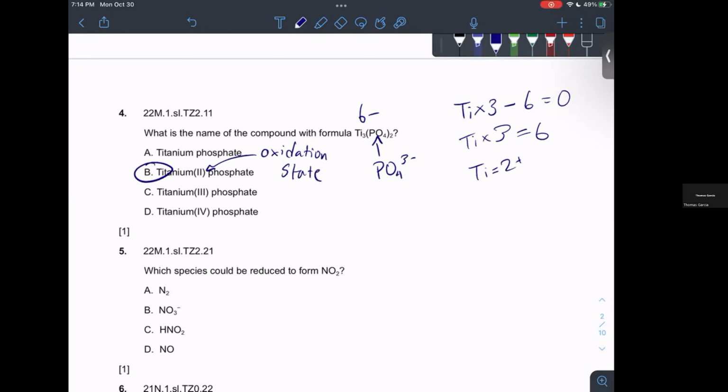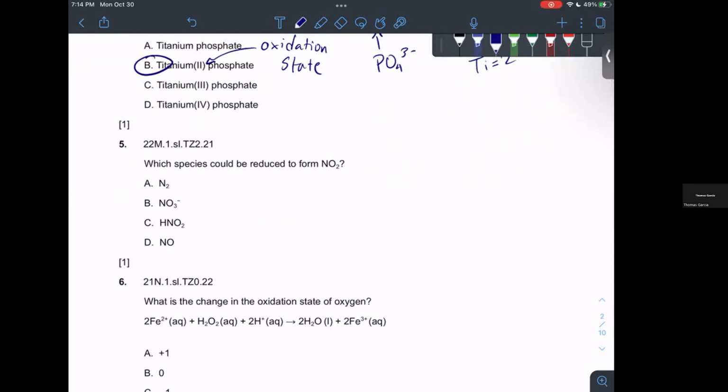Especially with anything in the D level where titanium is, you have to talk about the oxidation state. Which species could be reduced to form NO2? So we're trying to find out, yet again, a reduction. So something that starts with a higher oxidation state than nitrogen in the beginning. So this is a -4. Nitrogen here must then be a +4.